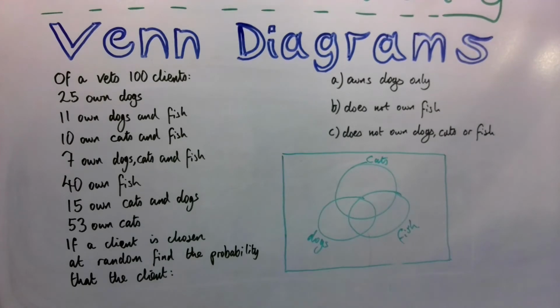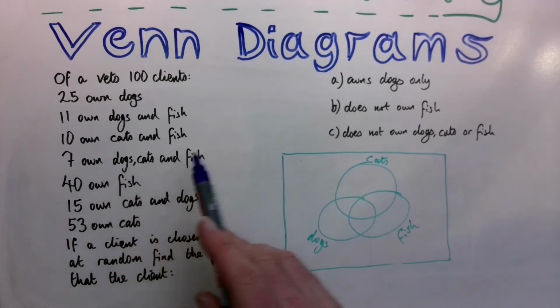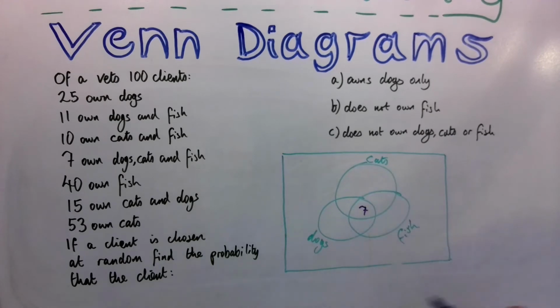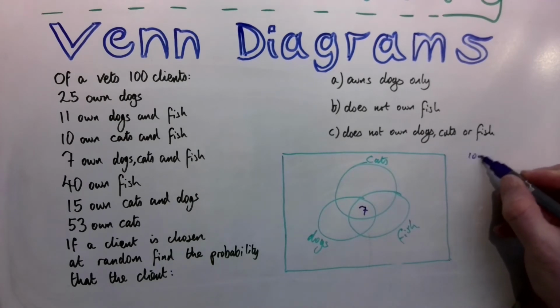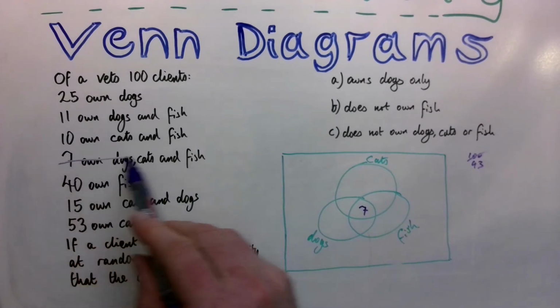Now I don't know if you're more of a cat person, a dog person or a fish person, so I don't know which one you put at the top. I went with cats. Right, so 25 we've got dogs, we can't put that in. 53 own cats, can't put that in. Oh, it must be somewhere in the middle. Ah, right. 7 own dogs, cats and fish. That's definitely the first thing to put in. And I've got 100 altogether. So I'm going to sort of take them off as I go. I've got 93 left.